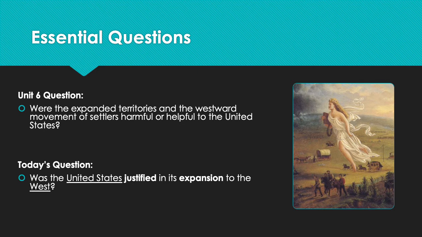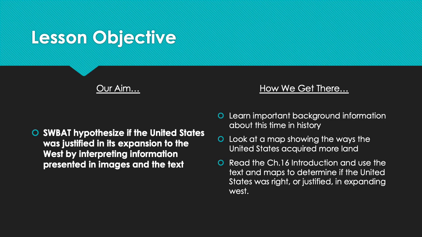And again, expansion just means to get bigger or become larger, and we'll talk about what justified means in a moment. So our lesson objective today is as follows. Students will be able to hypothesize if the United States was justified in its expansion to the west by interpreting information presented in images and the text. How we're going to get there.